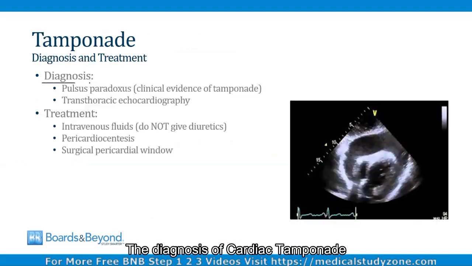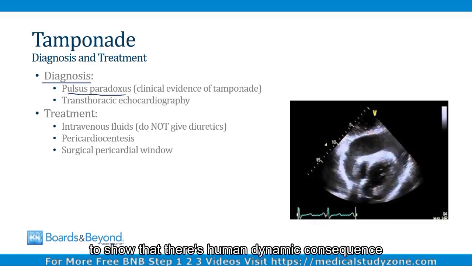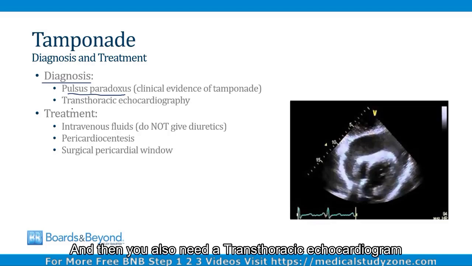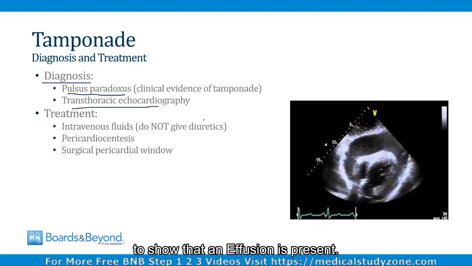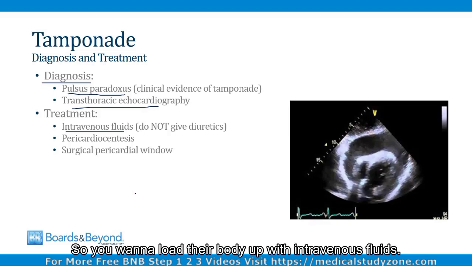The diagnosis of cardiac tamponade requires clinical evidence of tamponade, so you need to identify a pulsus paradoxus to show that there's hemodynamic consequence of an effusion, and then you also need a transthoracic echocardiogram to show that an effusion is present. The treatment is to give intravenous fluids. This is because these patients are what's known as preload dependent. They need lots of fluid filling their ventricles because the ventricle is struggling to fill due to the pericardial effusion. So you want to load their body up with intravenous fluids.